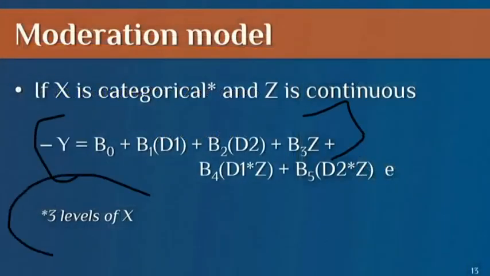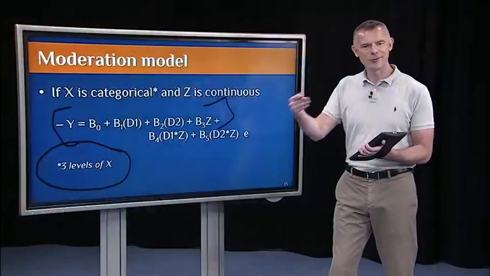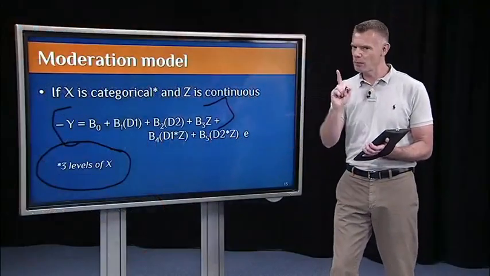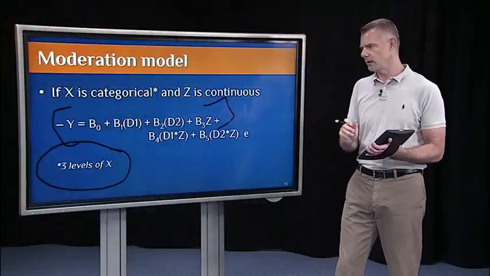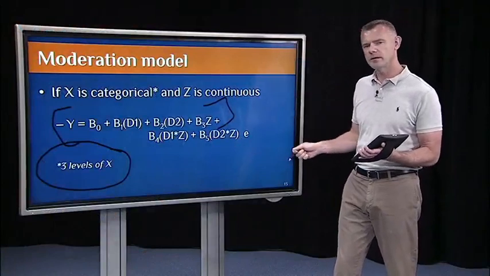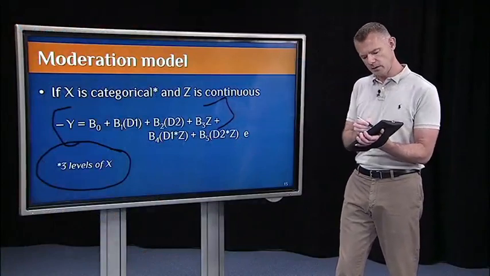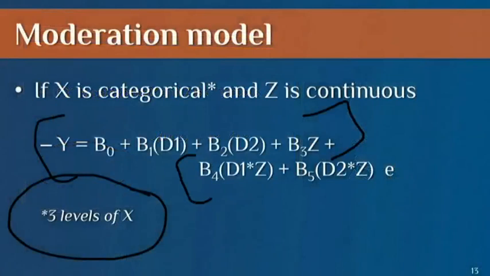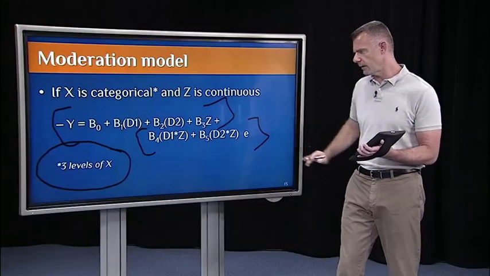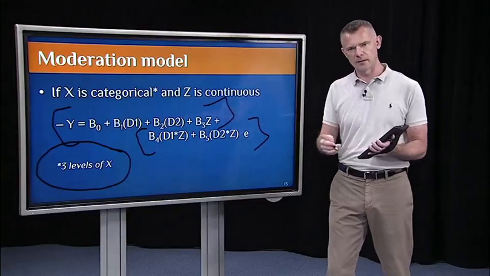Note, I'm assuming 3 levels of x. So we're going to need 2 codes. And then to represent moderation, it's not just one product, it's 2. Right? So we have to take d1 multiply it by z and d2 multiply it by z. So I put that on a separate line to sort of show you that the first line is just what I'd call main effects of x and z. And the second line is testing the moderation effect.